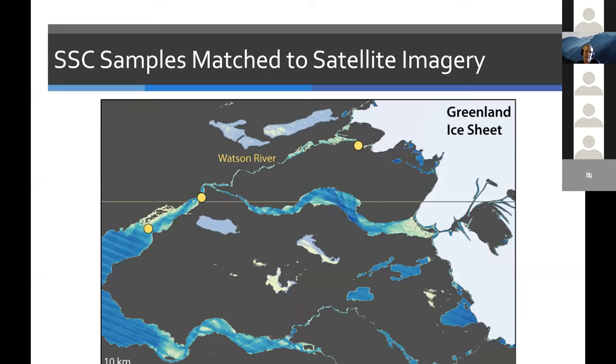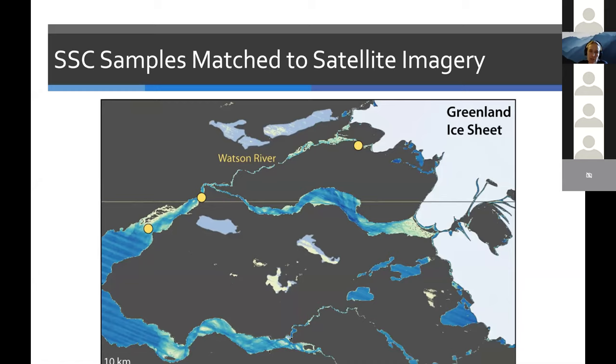Cool. So when you hear me talk about this one river system, the Watson River in Kangerlussuaq, from the get-go, we knew that we needed to upscale to something like satellite coverage if we wanted to say something about the sediment flux of Greenland as a bigger system. And so Ben Hudson was a key player in that. He was a PhD student with me at the time.